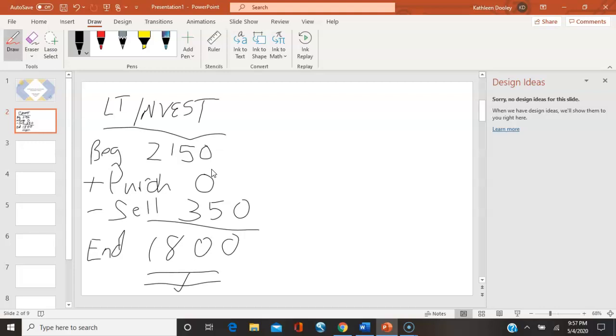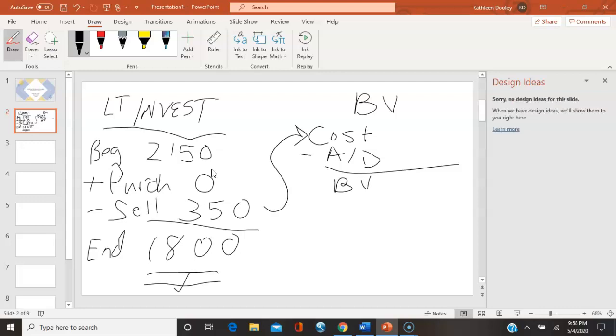Now, whenever we sell something, we need to do a book value table and a gain-loss table. And so our book value table is going to be our cost minus any accumulated depreciation. That equals our book value. Okay, now the cost is what was in that account that we had to subtract when we sold it. And so that's $350.